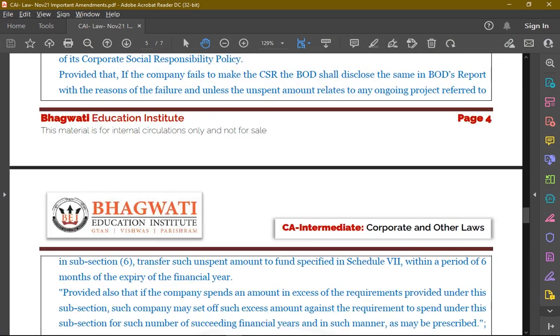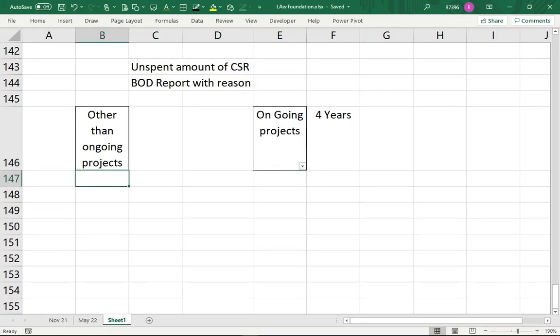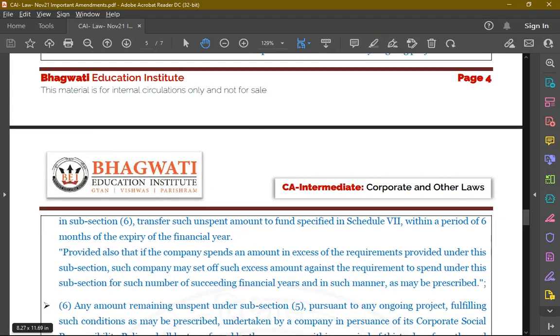Alright. Then, as referred to in subsection 6, transfer such amount to the fund specified in Schedule 7 within a period of 6 months of the expiry of the financial year. So if there is an unspent amount, it is clearly mentioned: do not wait for anyone, transfer the money right now to the Schedule 7 funds. Now what are Schedule 7 funds? There may be certain central government funds provided by the central government. They can say these are the different funds, let's say Prime Minister Relief Fund or whatever different funds the central government may notify, and we have to transfer that money over there.